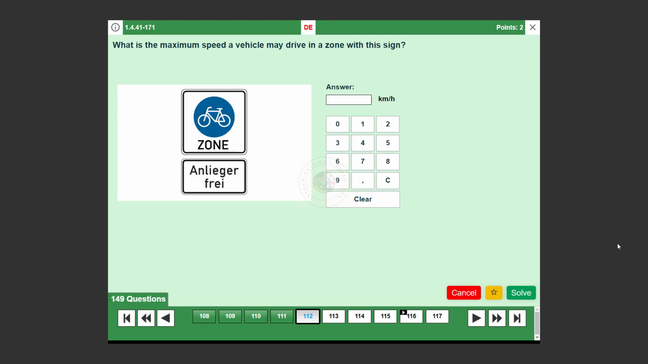Question number 112. What is the maximum speed a vehicle may drive in a zone with this sign? Start of a bicycle zone. A maximum speed of 30 km per hour applies to traffic on the road. Bicycle traffic must not be endangered or impeded. If necessary, motor vehicle traffic must reduce speed further.